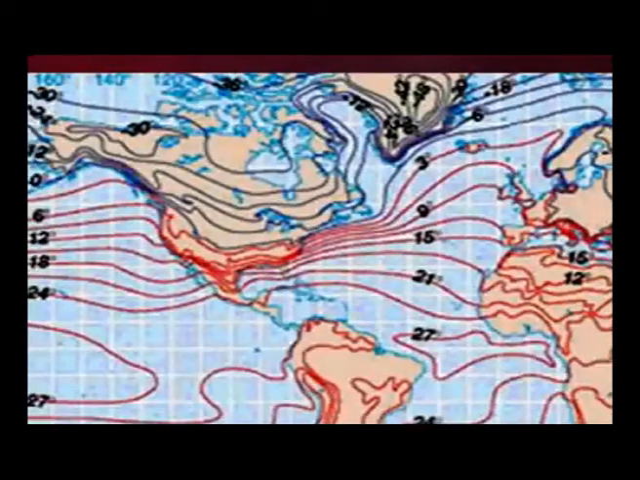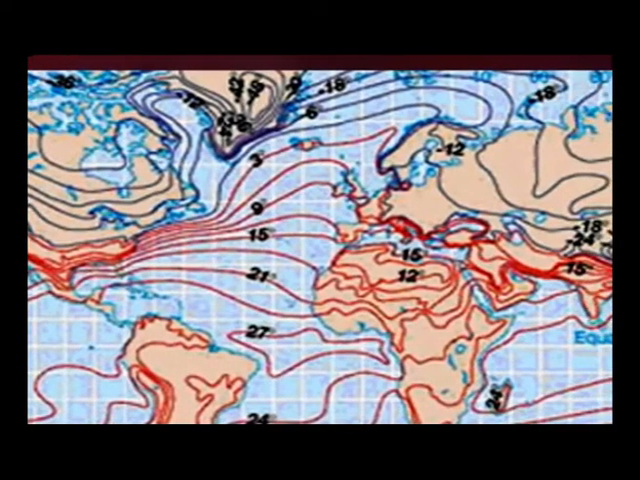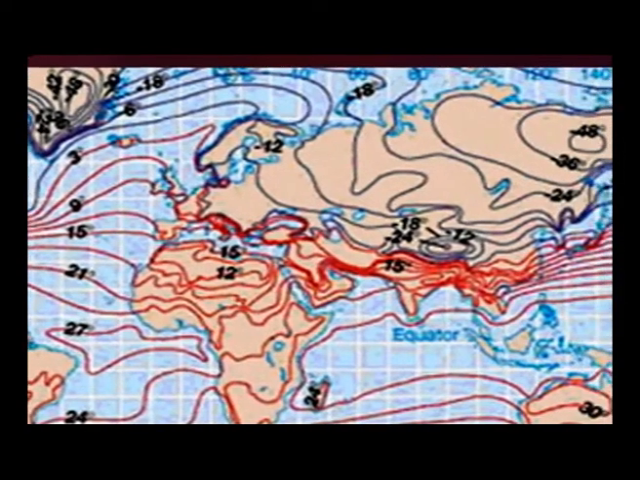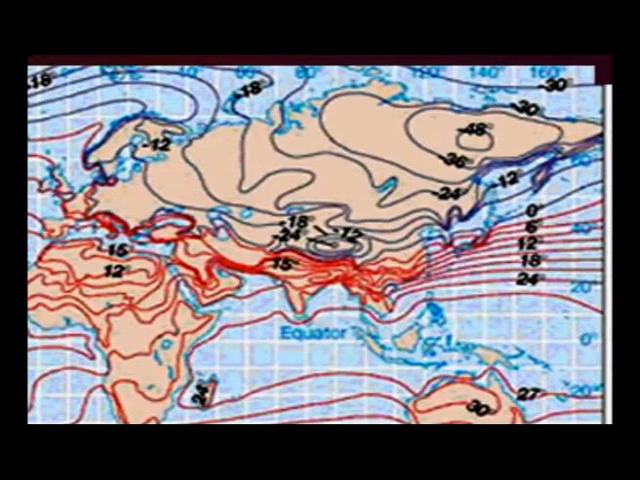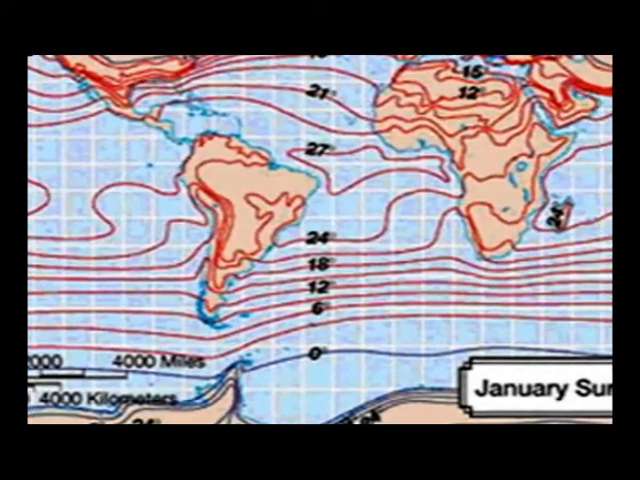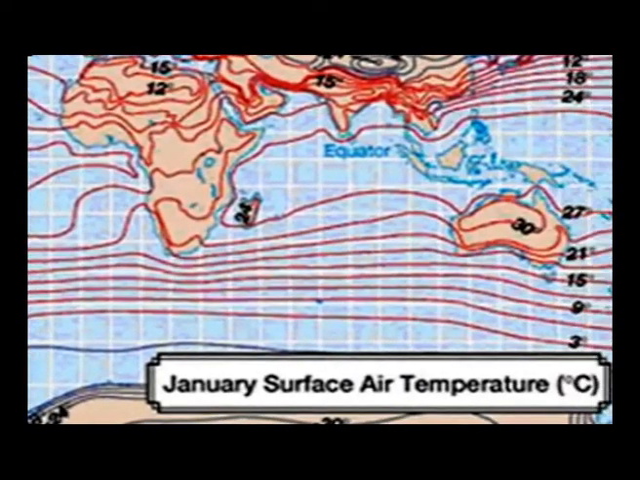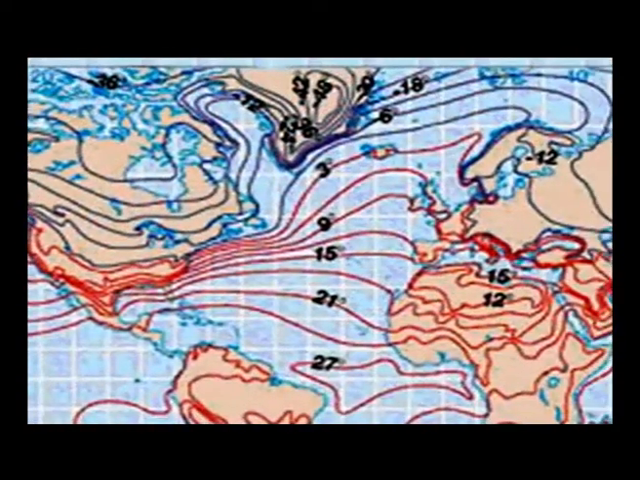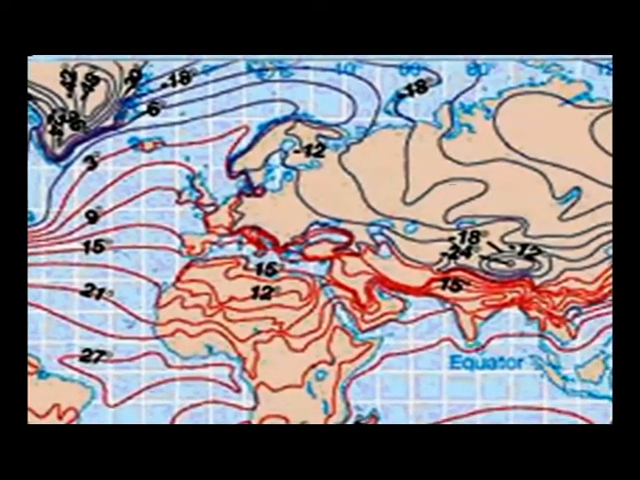If you look at the January map, it is quite evident that because of the presence of more land surfaces in the northern hemisphere, the isotherms are more regularly and closely spaced. On the contrary, in the southern hemisphere, because of the large water surface, the isotherms are relatively more symmetrical. The northern hemisphere has a larger number of isothermal lines than the southern hemisphere.